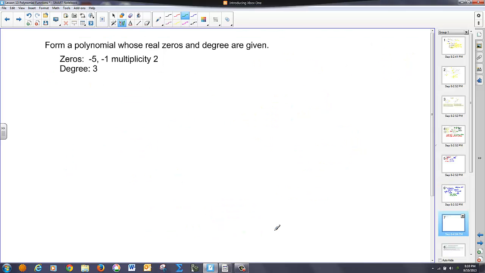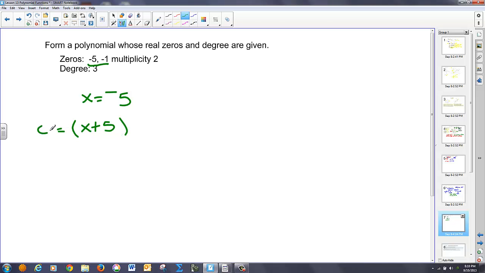So next we're going to go backwards. We're given the actual zeros. So we're given the solutions to the function. So we know, in essence, we have a zero of negative 5, which means x equals negative 5. If I back that up, that means x plus 5 would equal 0. Likewise, I have x equals negative 1, but back that up and I get x plus 1. And it says I have a multiplicity of 2. So that means there's a second degree on that binomial.